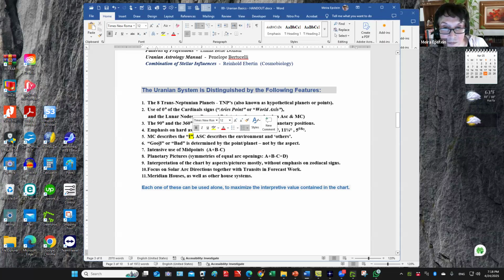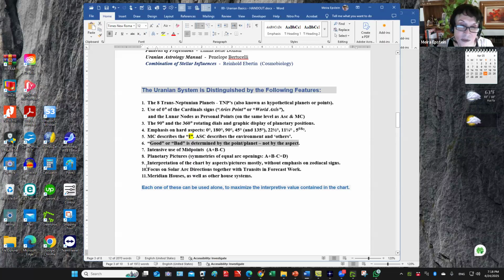Number 6, good or bad is determined by the nature of the planet, not by the aspect. Another departure from the classical. In the classical, we say trine is good and square is bad. Here, we don't use the words good or bad. We just look at the planets, not the aspect.